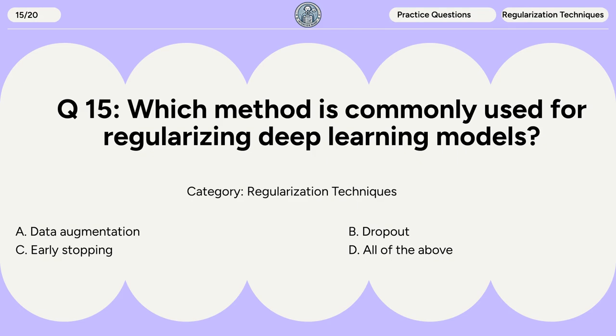Question 15. Which method is commonly used for regularizing deep learning models? A. Data augmentation. B. Dropout. C. Early stopping. D. All of the above.